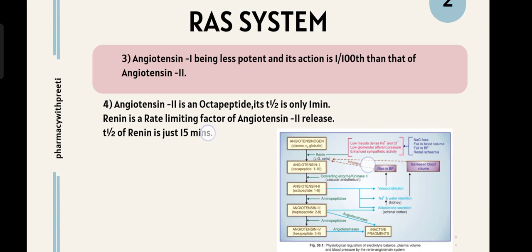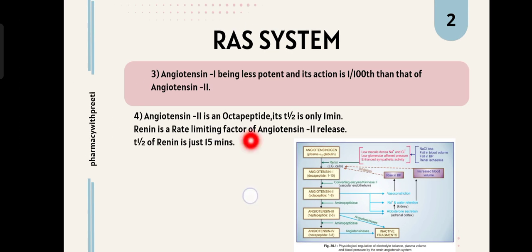The half-life of angiotensin 2 is just 1 minute. That is, after 1 minute, 50% of the angiotensin 2 is utilized. Renin is considered to be the rate limiting factor for angiotensin 2 release, and it has a half-life of just 15 minutes.